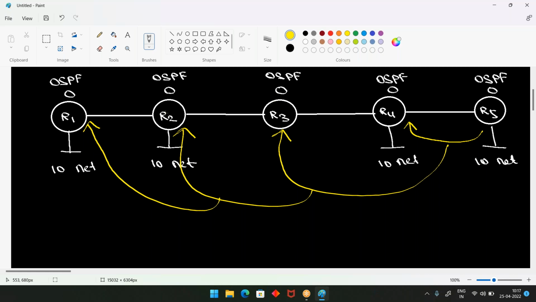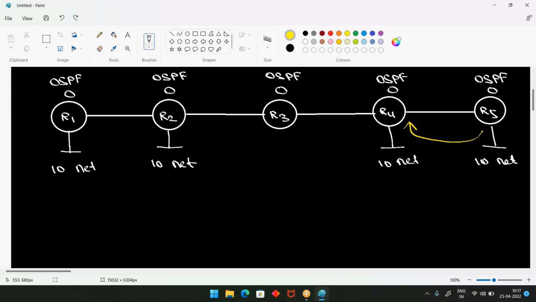Sir, if these 5 devices do it like this, what is the problem here? Why do we configure multiple areas? Check this now. The R1 router will share its 10 networks with the R2 router, and also with R3. So R3 receives 10 networks from the R1 router. R4 also receives the 10 networks from R1, and R5 also receives the 10 networks from R1.